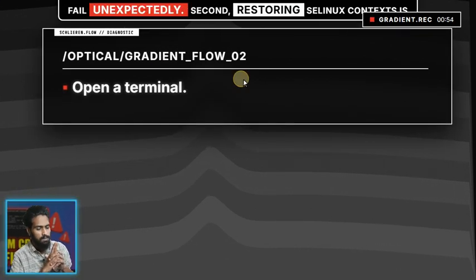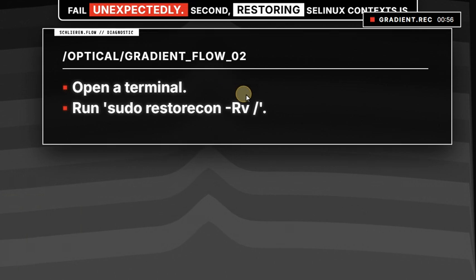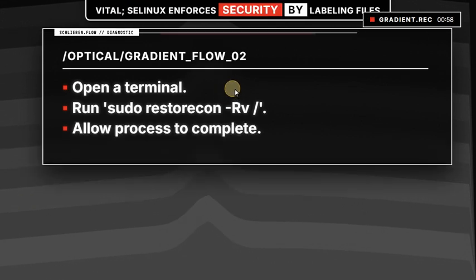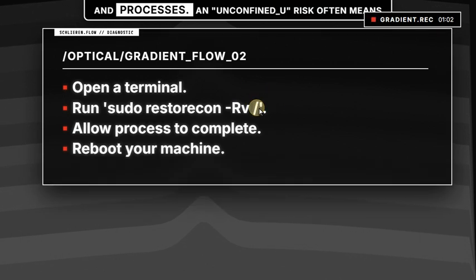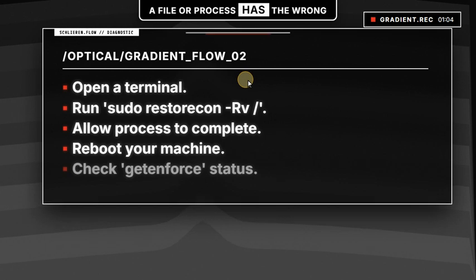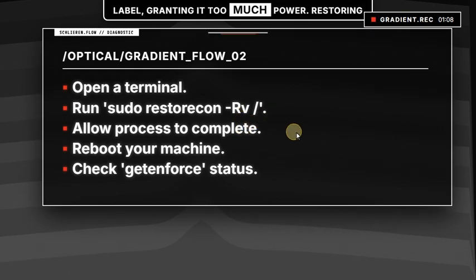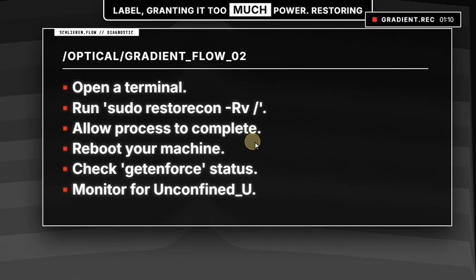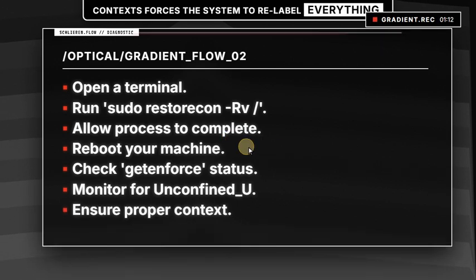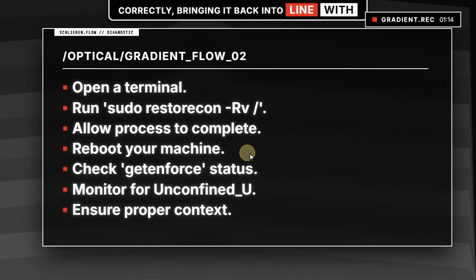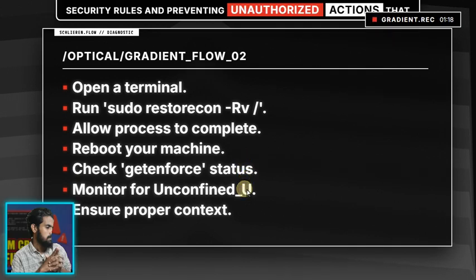Second, restoring SELinux context is vital. SELinux enforces security by labeling files and processes. An Unconfined U risk often means a file or process has the wrong label, granting it too much power. Restoring context forces the system to relabel everything correctly, bringing it back into line with security rules and preventing unauthorized actions that could lead to system instability.